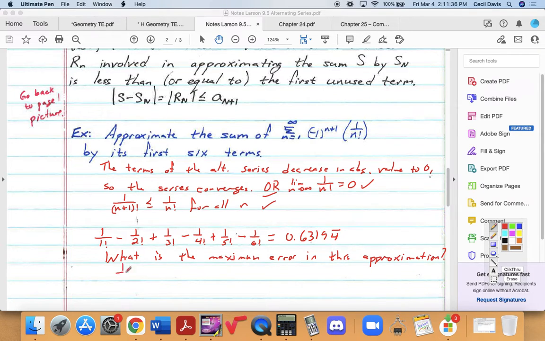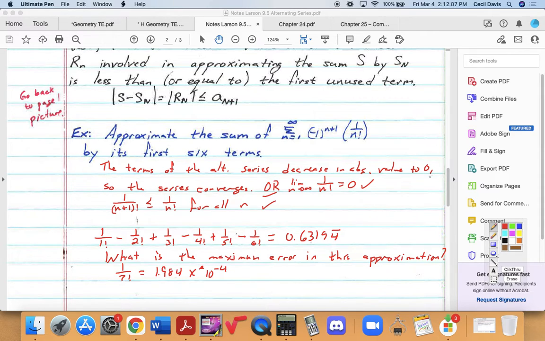Well, it'd be 1 over 7 factorial, which is 1.984 times 10 to the negative fourth. It's a pretty good approximation.